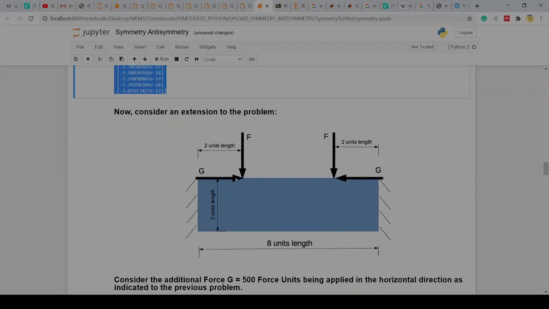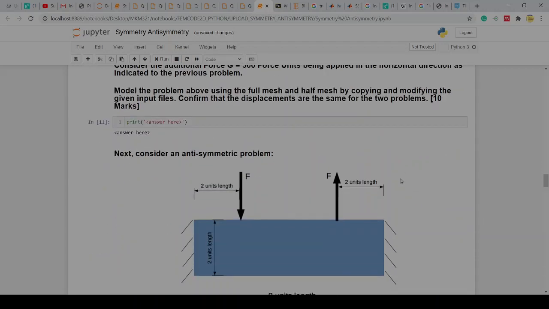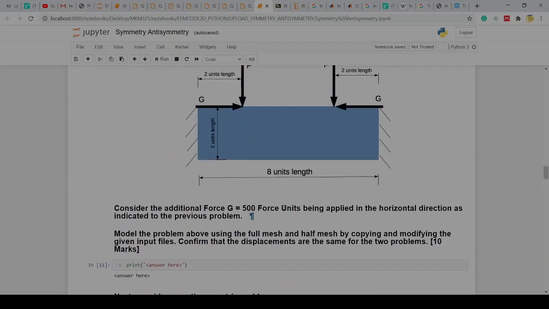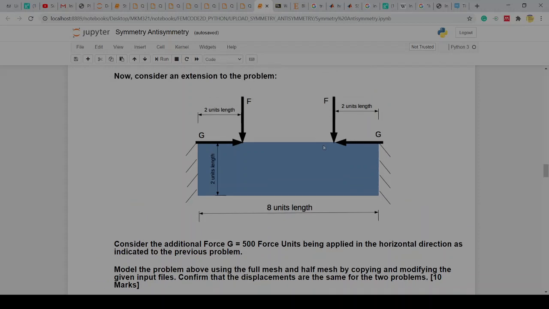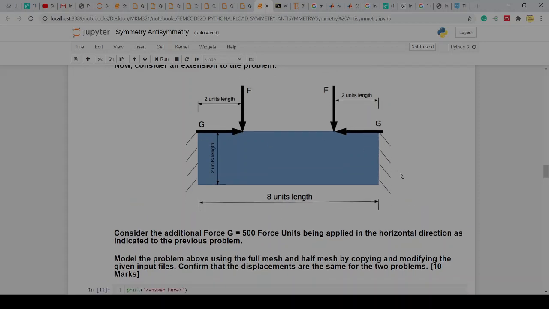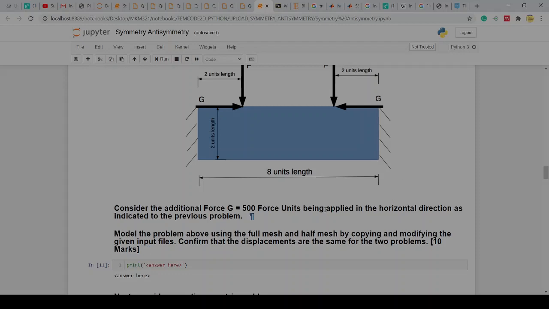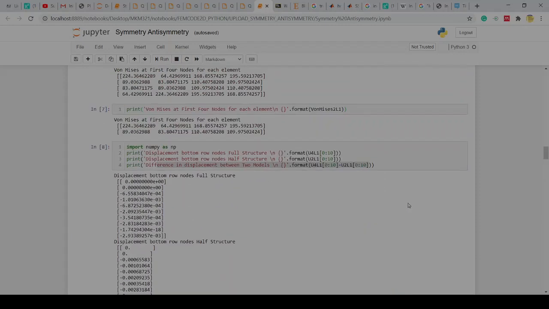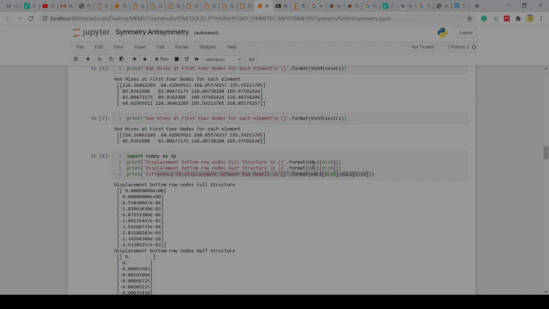Okay, the next thing we can consider is this, where we now apply horizontal loads, not just vertical but also horizontal loads. And I want you to be able to model this one on your own steam. So you need to add this load and add this load, make it whatever you want. Oh, sorry, I ask you to do it with 500 force units, and then go through the same process where you extract some of the data and compare and see how they compare.